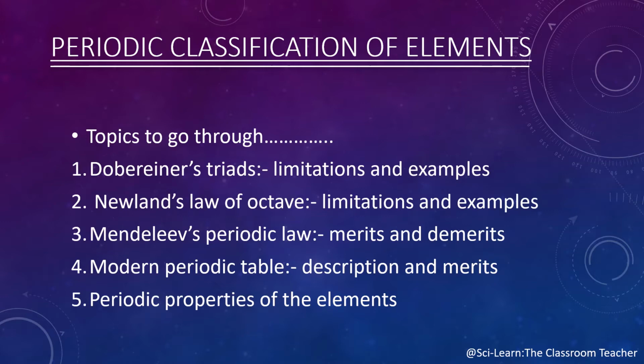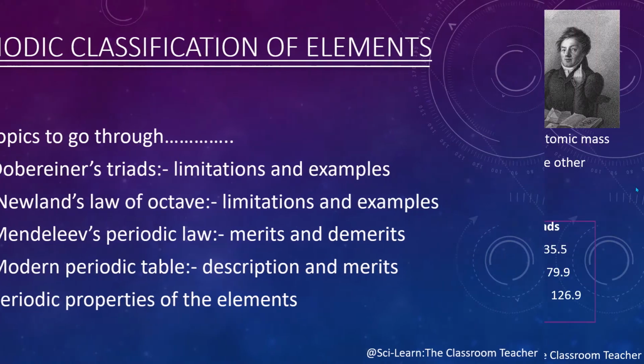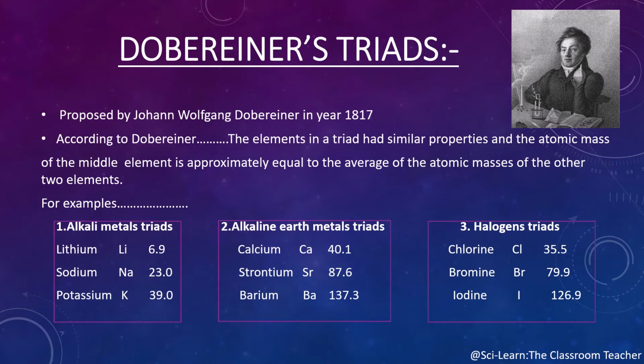The first is Dobereiner. Dobereiner's step was remarkable because he was nearly the first who tried to arrange the known elements of his time in a particular manner, and he used the word Triad. A Triad is a group of 3 elements. This theory, Dobereiner's Triad, was proposed by Johann Wolfgang Dobereiner in 1870. According to him, the elements in a Triad had similar properties and the atomic mass of the middle element is approximately equal to the average of the atomic masses of the other 2 elements.